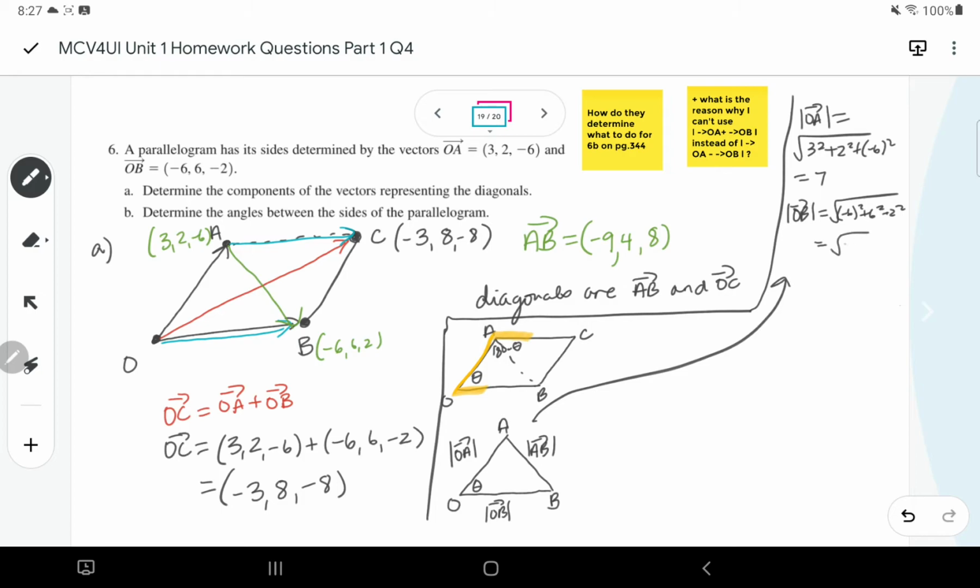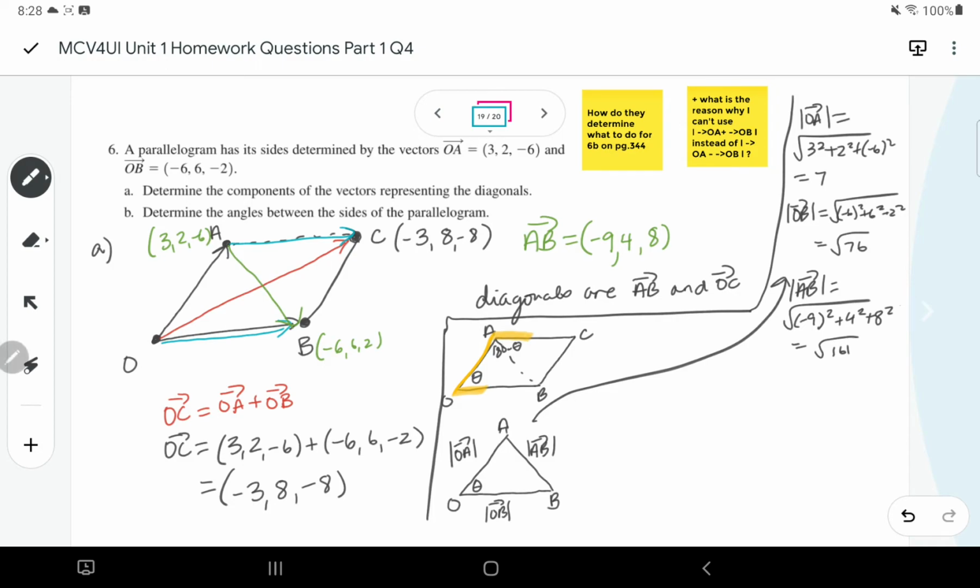And that is root 76. And then the magnitude of that other vector, AB, which we found, will be the square root of negative 9 squared plus 4 squared plus 8 squared. So that is the square root of 161. So now we have a triangle where we know all of the lengths of the sides, and I'm just going to use the cosine law here.